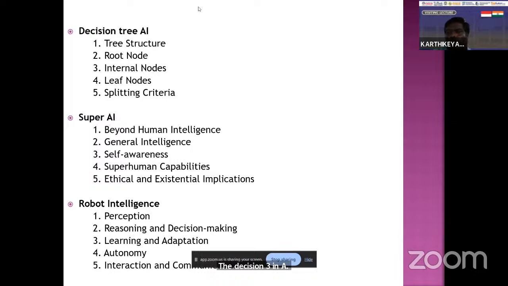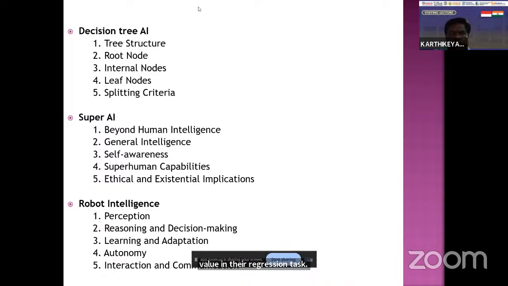Following the leaf nodes. The leaf nodes are the endpoints of the decision tree and represent the final outcome and the classification. So each leaf node corresponds to a class label in a classification task or a numerical value in a regression task.